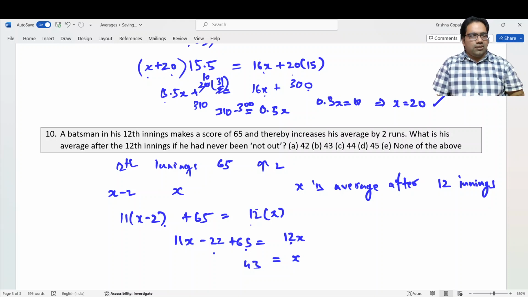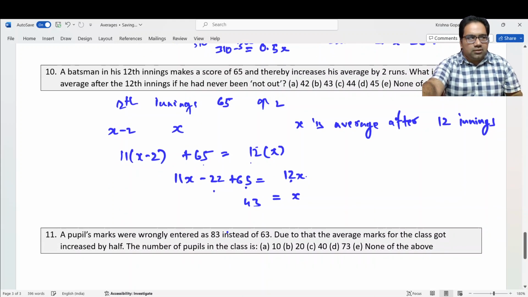Right? Whatever he has scored in 11 innings plus the 12th innings is equal to the total score in all the 12 innings. We just simplified this. 11x minus 22 plus 65 is equal to 12x. That means 12x minus 11x, which is x, is equal to 65 minus 22, which is 43. This is also an easy problem.